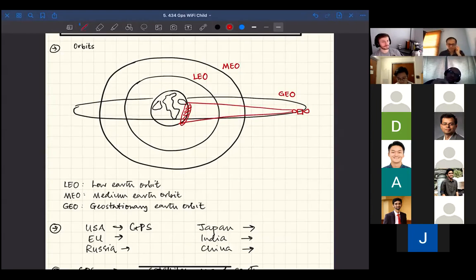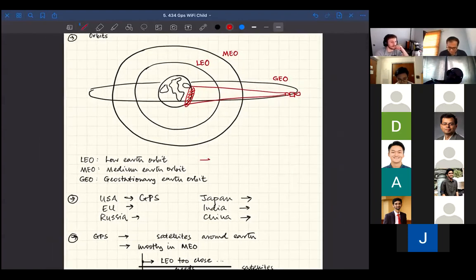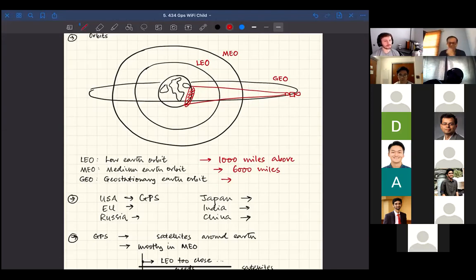Geostationary means that the satellite will stay over Chicago, for example, all the time. Okay? Stationary with respect to a point on the Earth. So roughly, if you think of the distances, LEO satellites are around 1,000 miles above. MEO is around 6,000 miles. And GEO, any guesses? Make a random guess. 15,000? 22,000 miles actually.